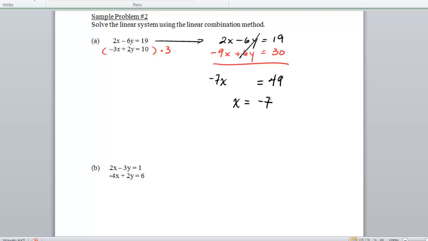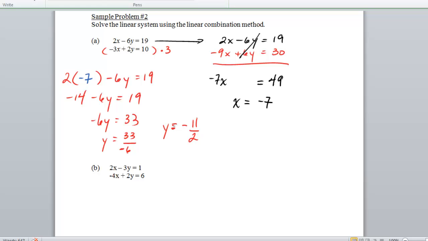Now, I need to take that -7 and substitute that value in for x in either one of the original equations. It really doesn't matter which equation you pick in this substitution process. So I'm going to choose the first one. I'm going to say 2 times x, and of course I'm going to replace that x, minus 6y equals 19, and in place of x I'm going to put this -7 value. And now I will solve this down for y.